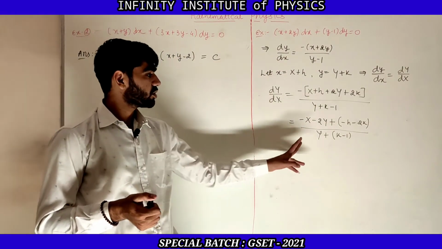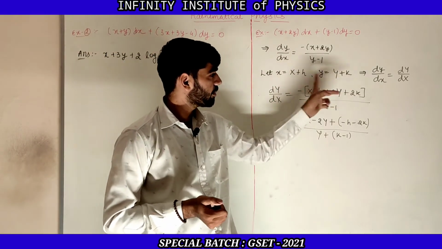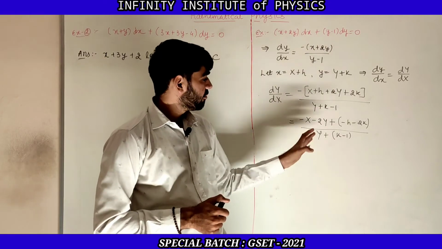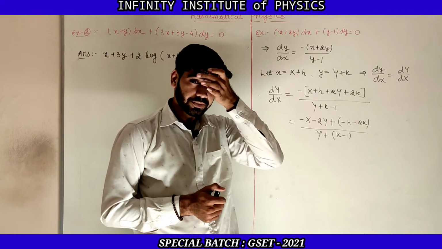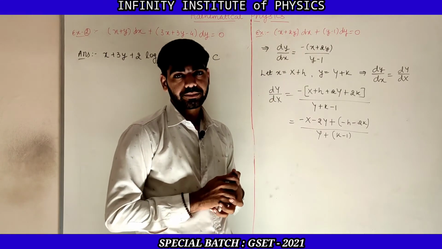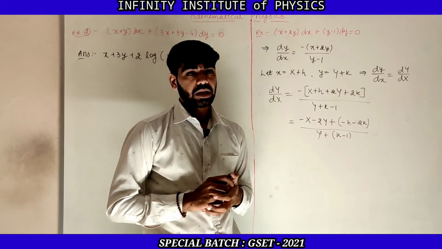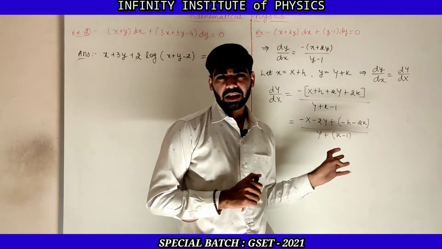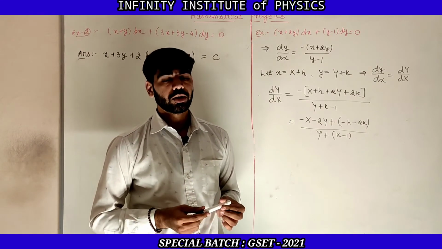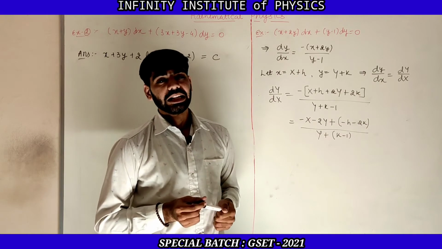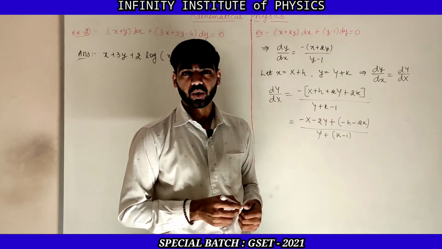I hope it is clear to everyone up to this term. We have just introduced the two new variables capital X and capital Y, put these values in the given differential equation, and solved it. That will be the case for the non-homogeneous. Now if we want to convert it into a homogeneous equation, then in the case of homogeneous the constant part should be 0.